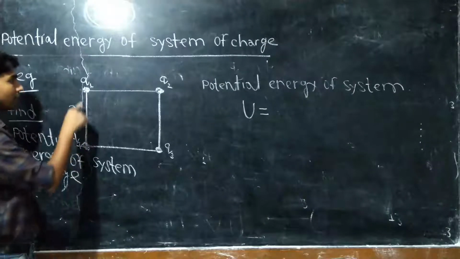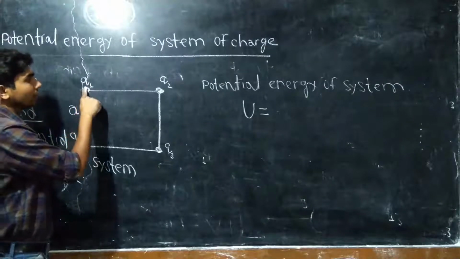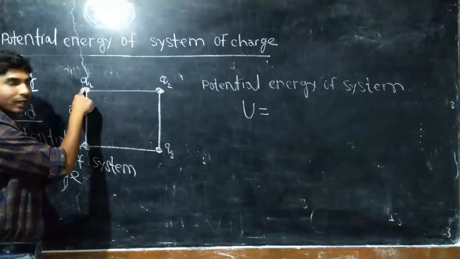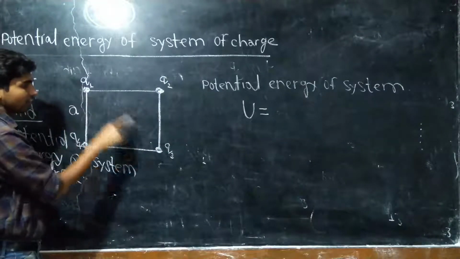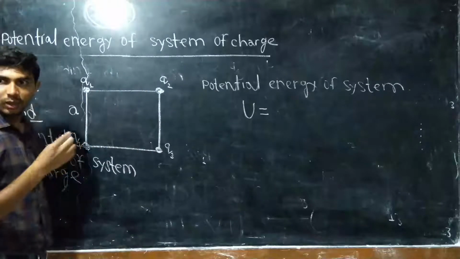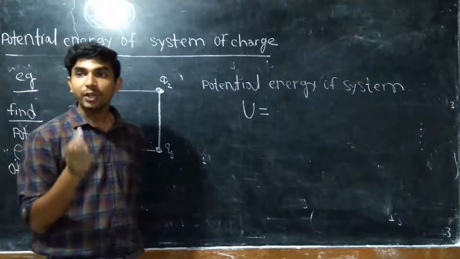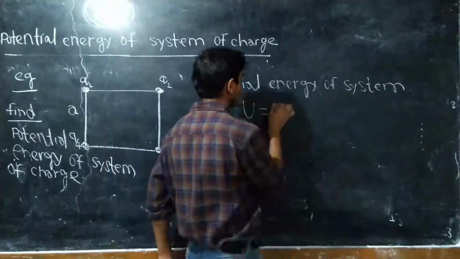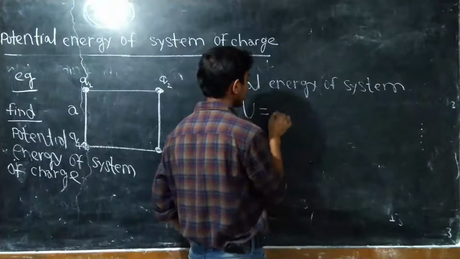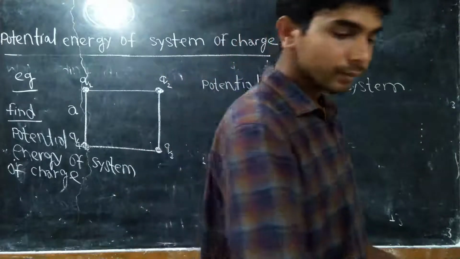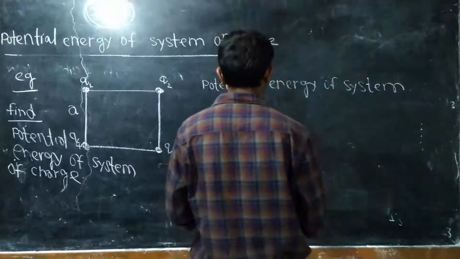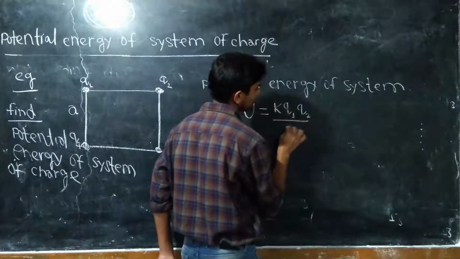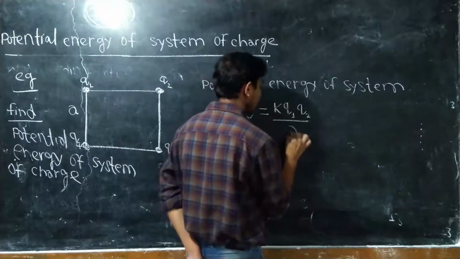This one here, I'm going to start from here. This two, this two, this two, this two, and then this one and this one. Only these are the pairs possible, so each pair will contribute in potential energy. So first, potential energy due to 1 and 2 is KQ1 Q2 by A.